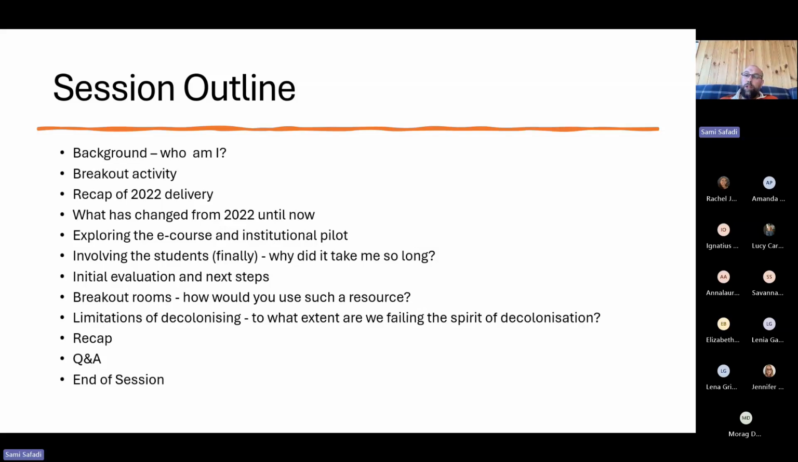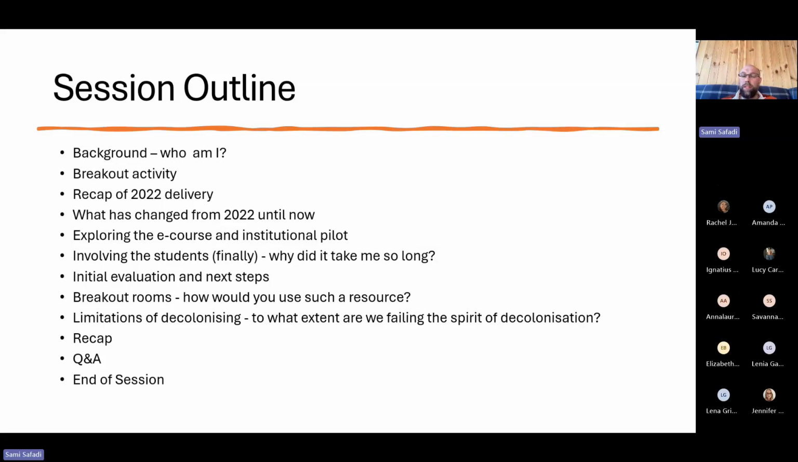I'll touch on the evaluation aspect, because I think it's really important. We do try to evaluate these initiatives, which is not always easy. And then we'll have another breakout room activity. Then I'll go into the limitations, I think, of decolonising, and things we may need to consider, and then Q&A and wrapping up the session.